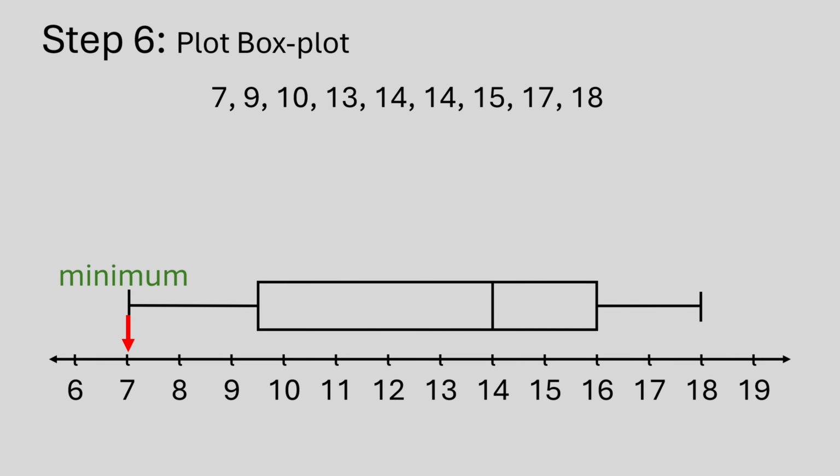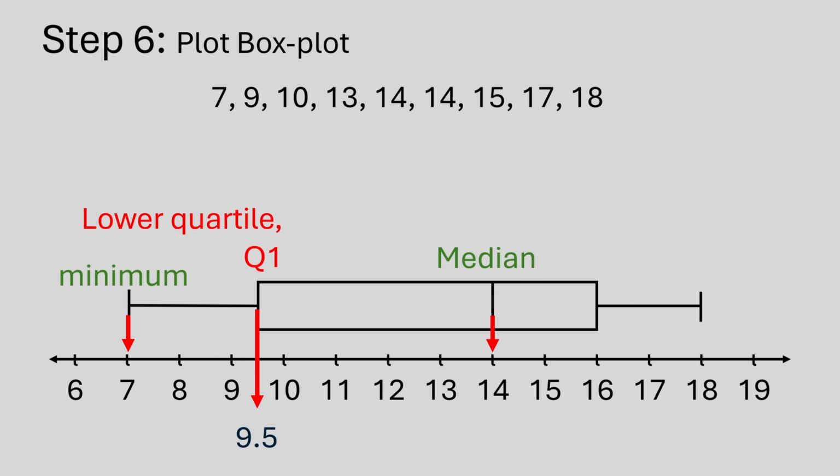7 is the minimum. 9.5 is the lower quartile Q1. 14 is the median. 16 is the upper quartile Q3. And 18 is the maximum.